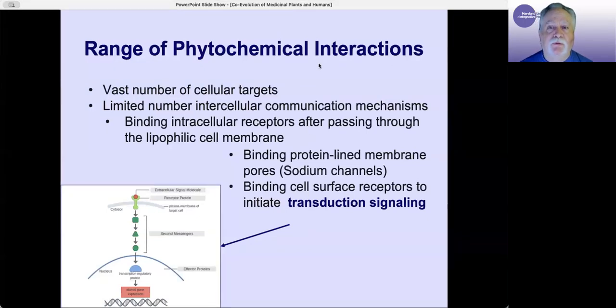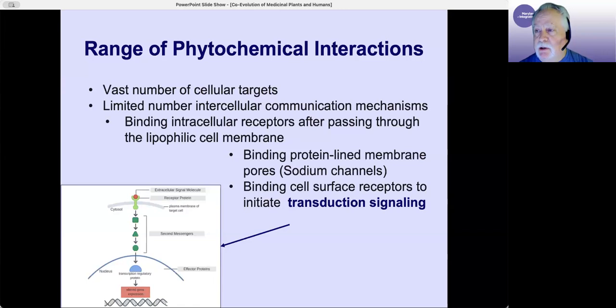And the range of these phytochemical reactions, there's a huge number of cellular targets, if you think about it in the mammalian cell system. But there is a limited number of actual mechanisms that we can point to. So there can be binding to intracellular receptors after these compounds have passed through this we call lipophilic cell membrane, lipophilic meaning loving lipids. So our cell membranes are made up of a lot of sort of lipid-like compounds.